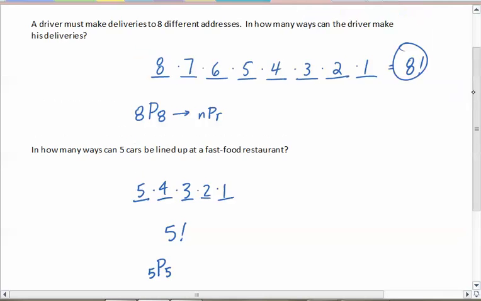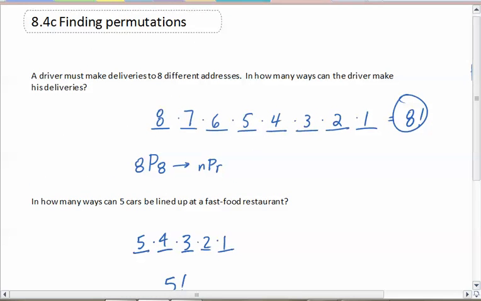So, permutations. It's an ordered way of accounting an ordered arrangement.